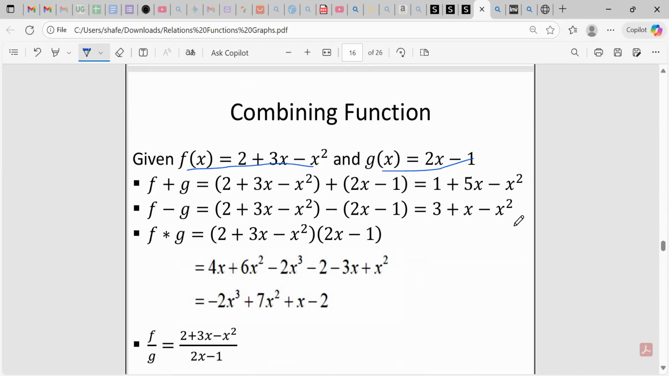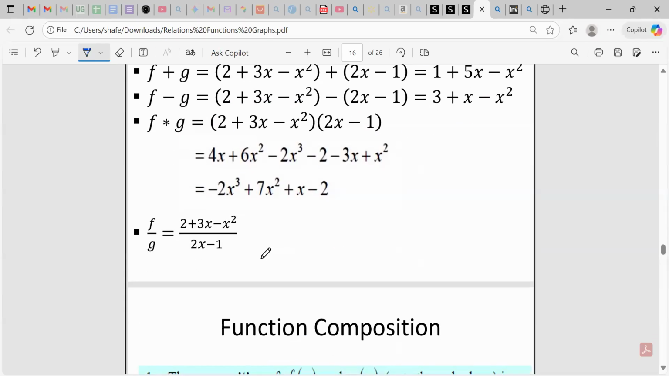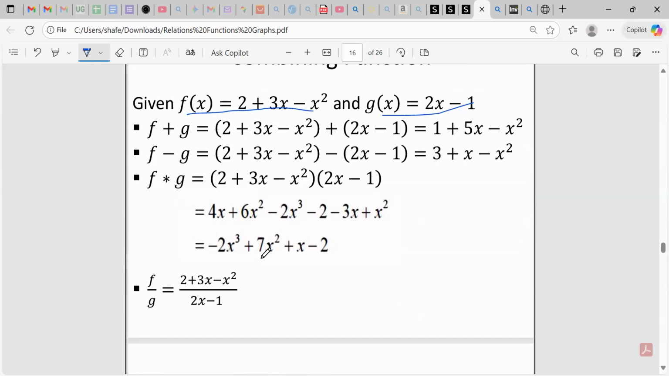Subtract them, you get that. Multiply them, you get that. Right? Divide them, you get that. Right? So you can do all those operations with a function. Right? Watch them well. I leave them for a while and you watch them well. You see that? Watch. Add these two up.